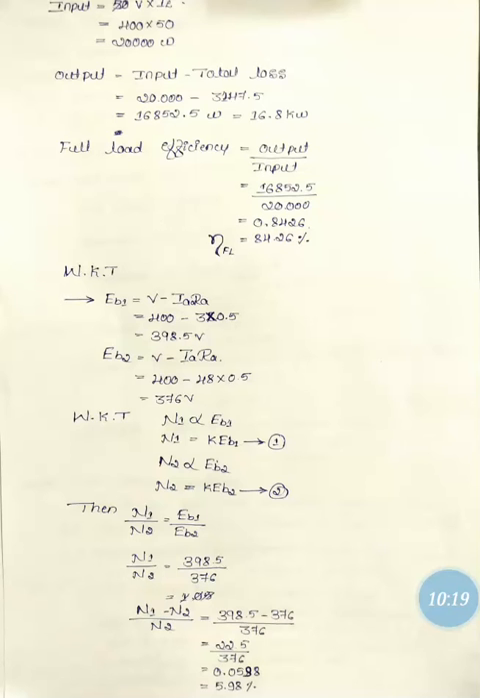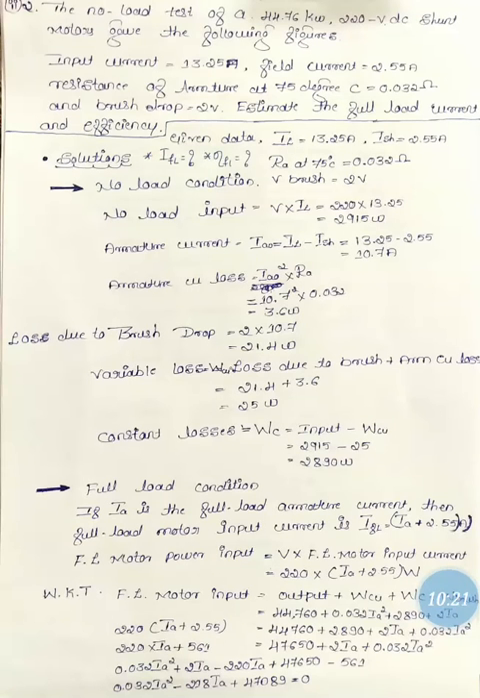Let me consider one more example on the Swinburne test. The no load test of a 44.76 kilowatt, 220 volt DC shunt motor gave the following figures: input current as 13.25 ampere, field current as 2.55 ampere, resistance of armature at 75 degrees Celsius as 0.032 ohm, and brush drop is 2 volt. Estimate the full load current and efficiency.